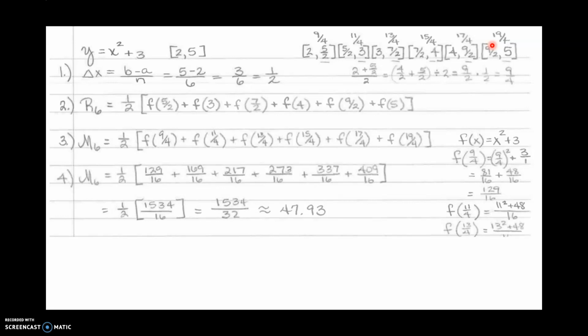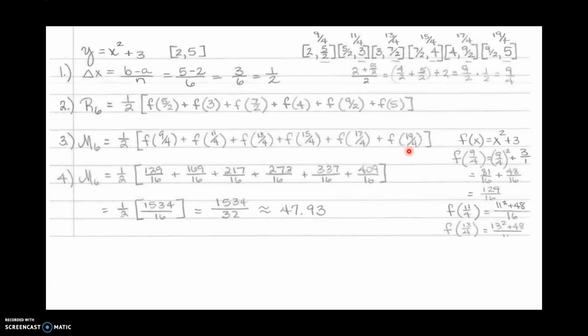Okay, so then our setup for M6 is again going to be the change in x out in front, and then we're plugging in each of those midpoints. So 9/4, 11/4, 13/4, 15/4, 17/4, and 19/4. All right, then for number 4, it says, okay, now go ahead and find that estimated area under the curve to 2 decimal places for that M6.